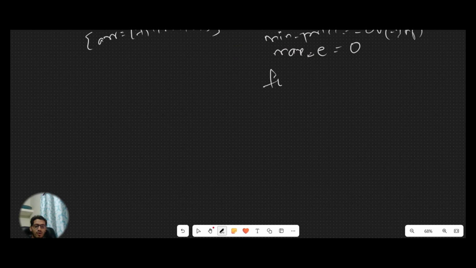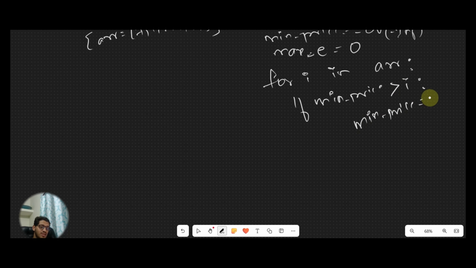Now, for i in array, the first condition will be checking whether the current element is the minimum price to buy. So, whether the minimum price is greater than the current element. If it is greater than the current element, then we'll buy it as the new minimum price. So we'll update the minimum price as i.